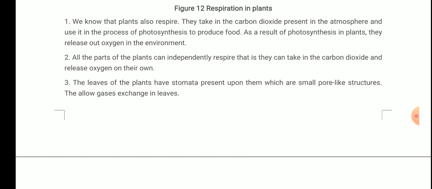The leaves of the plants have stomata present on them, which are small pore-like structures that allow the exchange of gases in the leaves.